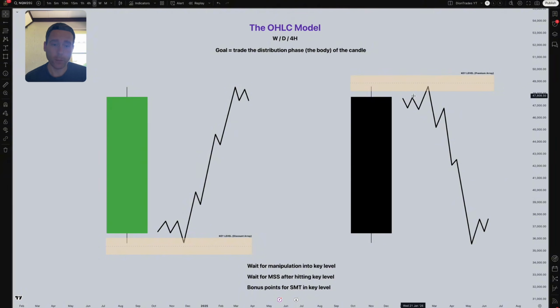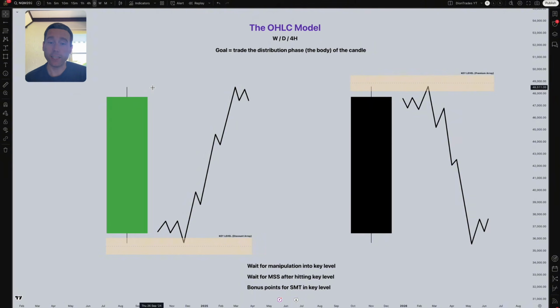Same for bearish, Monday and or Tuesday, sometimes also Wednesday. Most of the time it's Monday or Tuesday, accumulation, manipulation, and then we start distributing. Meaning that Monday in general is not the highest probability trading day of the week because you are accumulating or manipulating. And you do exactly the same when you predict the next daily candle.